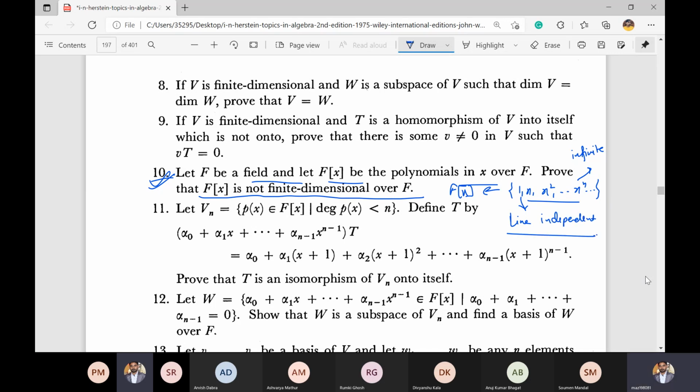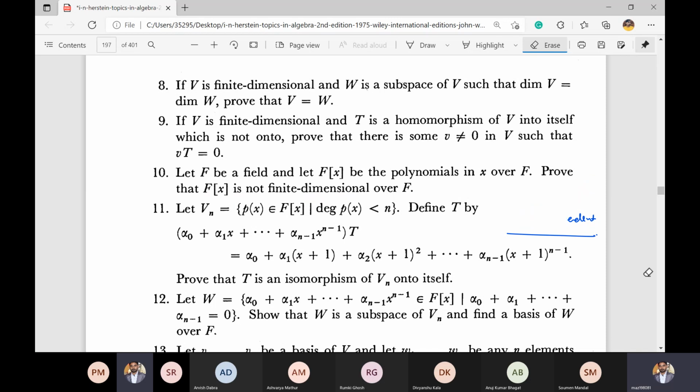This is the easiest set, the simplest one we have seen. But to show that this is not a finite dimensional vector space, you have to show that there exists at least an infinite set which is linearly independent. Because the definition of basis is that it is the largest linearly independent set, and the cardinality of that set is defined as the dimension of that vector space. So we are showing here that there is a set which is infinite and linearly independent. So this implies the dimension cannot be finite.